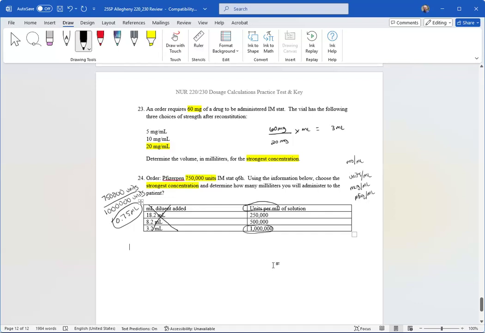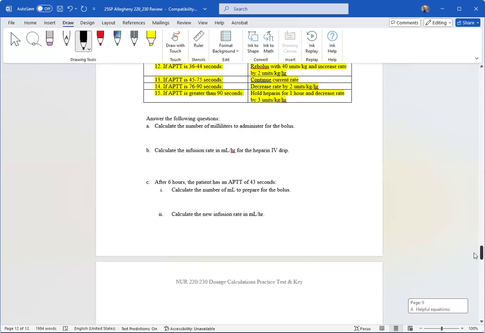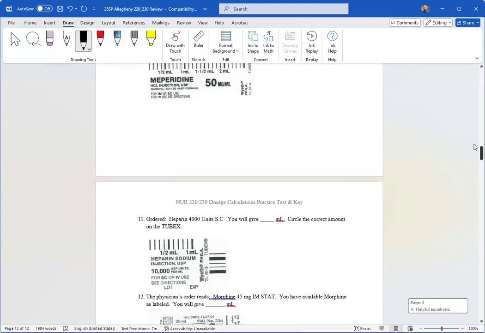We can come back to them if you're getting hung up on this, but I think once you've seen it you're probably fine. Remember on this one, when it tells you to choose the strongest concentration, just make sure you're just looking over here. You could just ignore this area that I've crossed out because that doesn't tell you anything as far as what the concentration is. You just want to know what the units per milliliter are for that Pfizer pen question if you get asked that. All right, so flow rate questions.